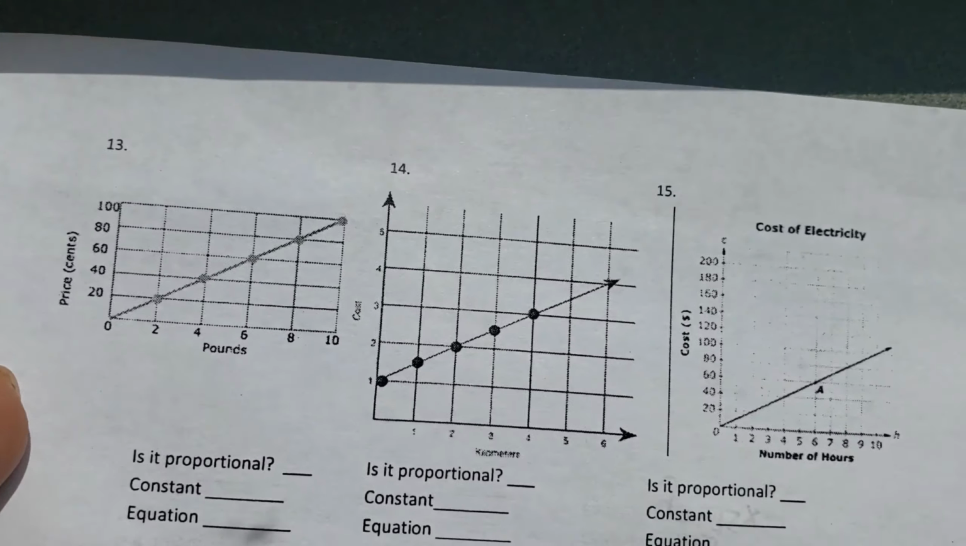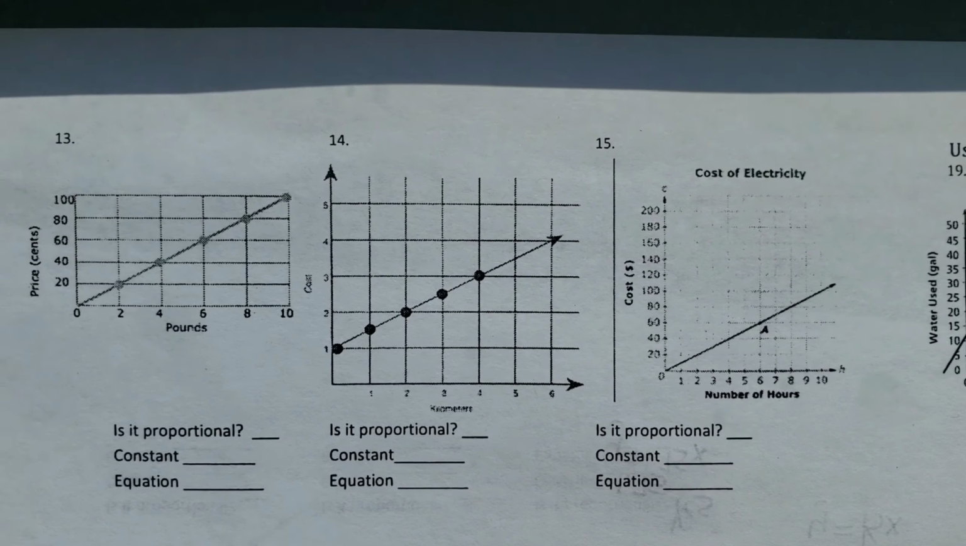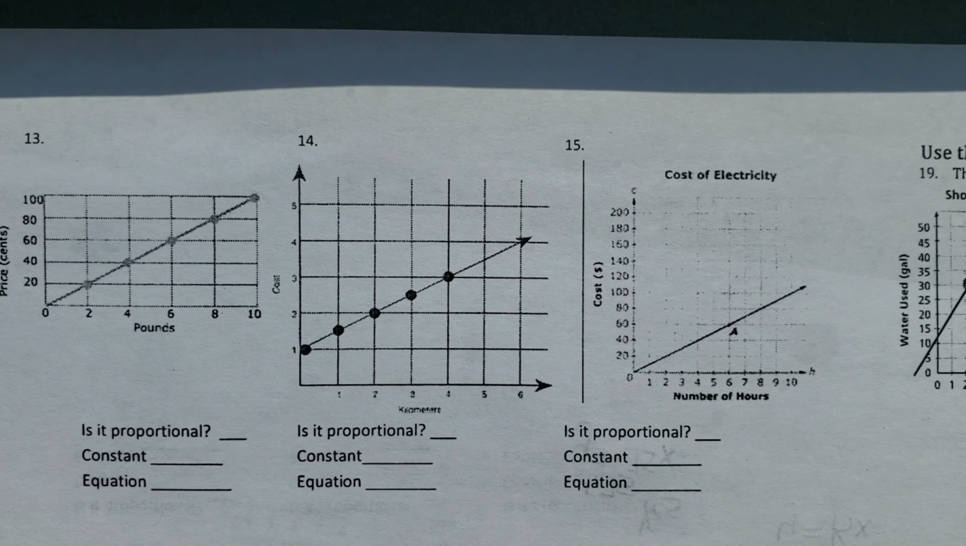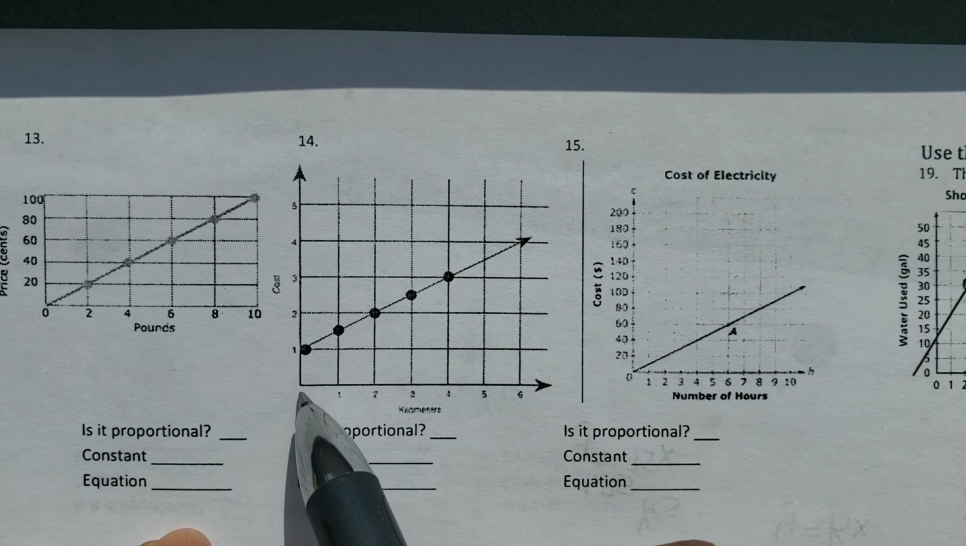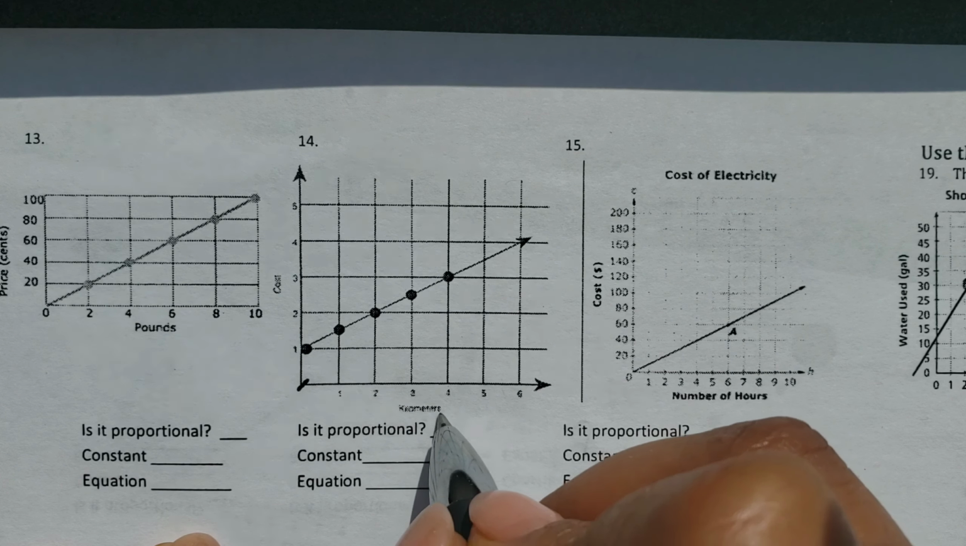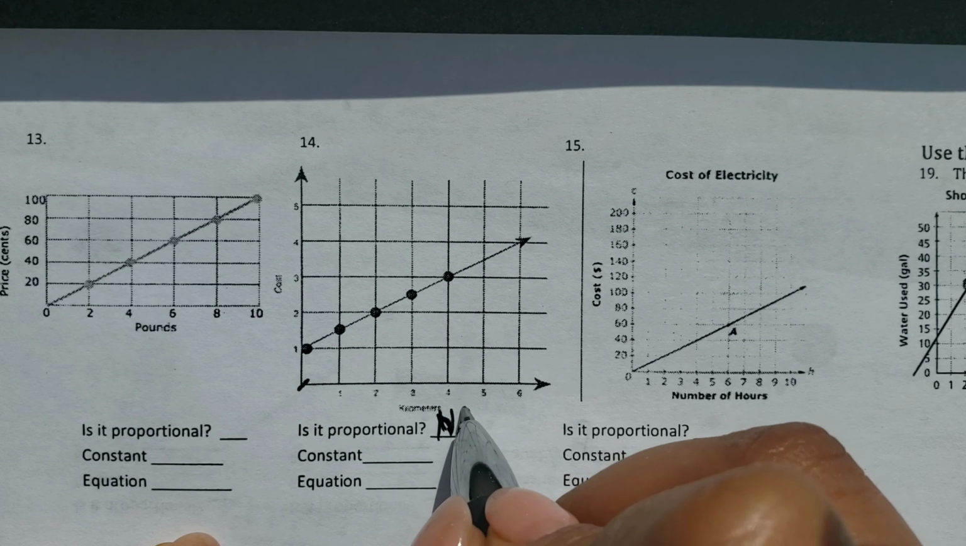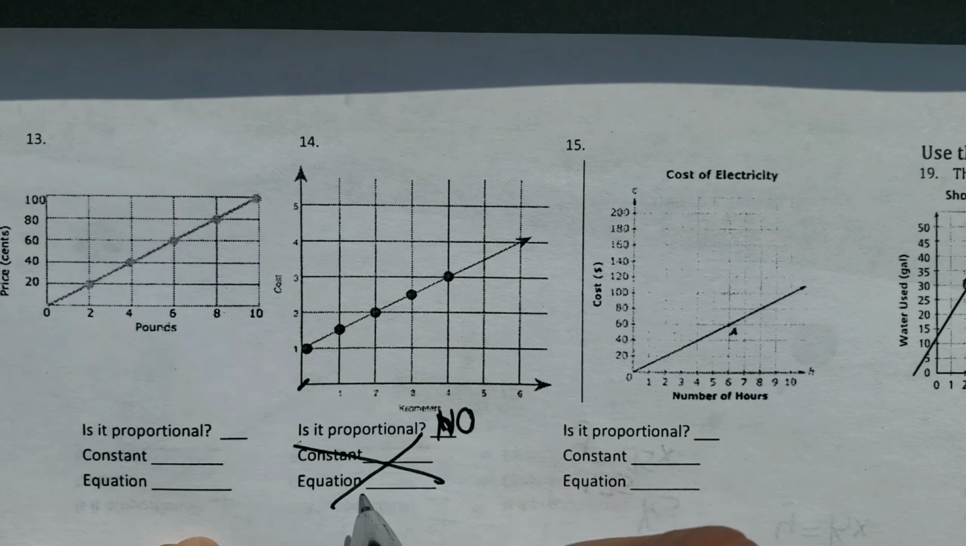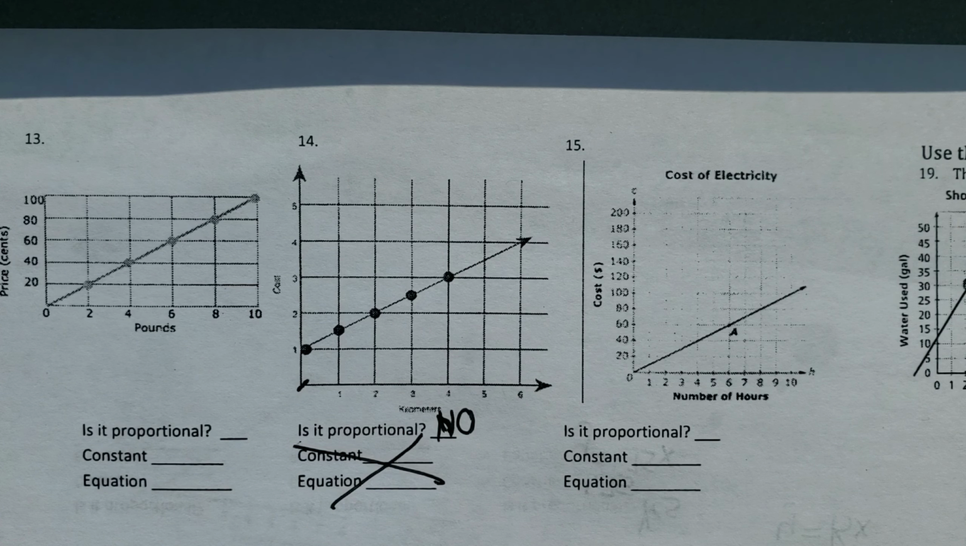Let's look at number 14. Number 14 asks, is it proportionate? We can already see that it is not going through our origin. So no, it is not proportionate, and we don't have to do anything else with that one. Okay?